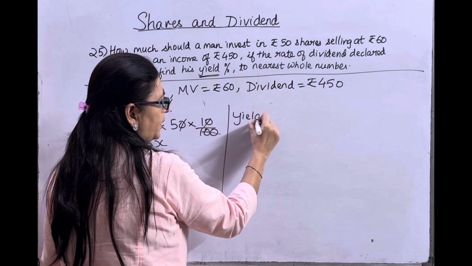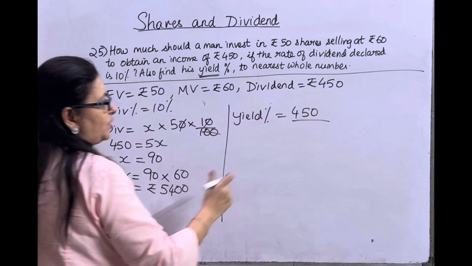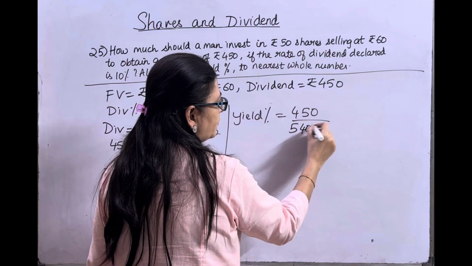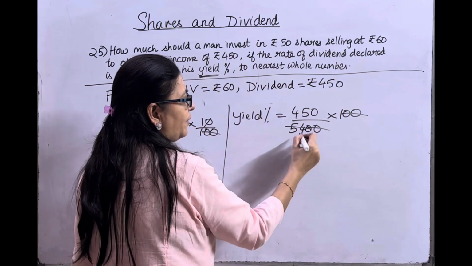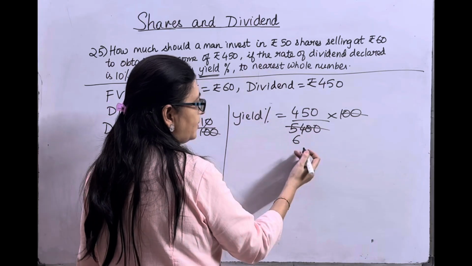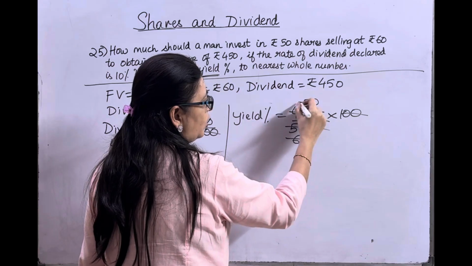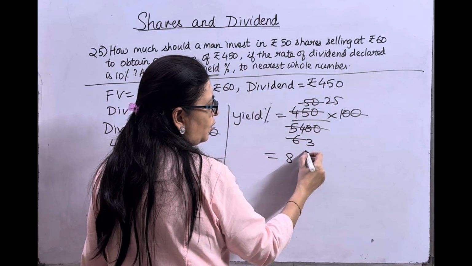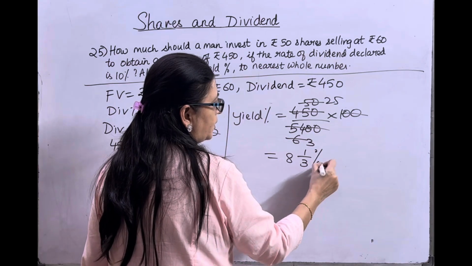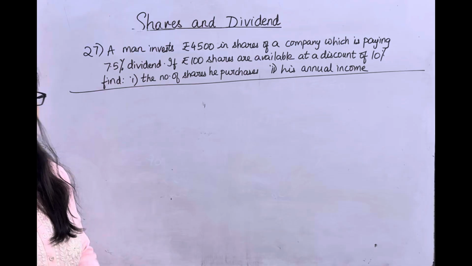So yield percent is dividend upon investment times 100. Two zeros cut, 6 9s are 54, 9 50s are 450, 2 3s are 6, 25 upon 3, which is 8 1 upon 3%. I hope it's clear. Let's do question number 27.